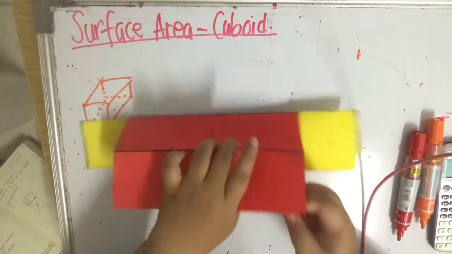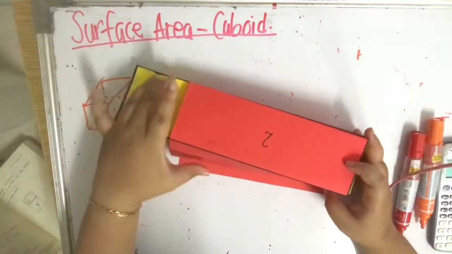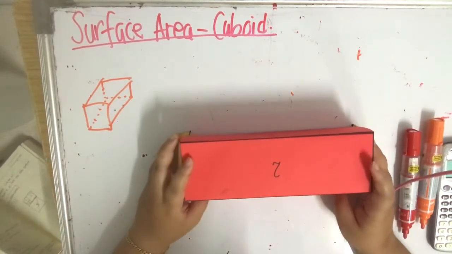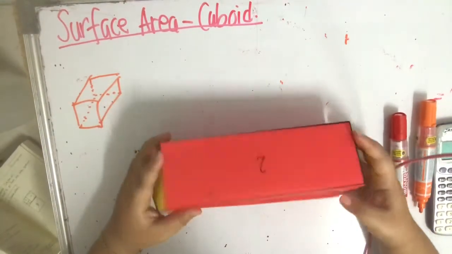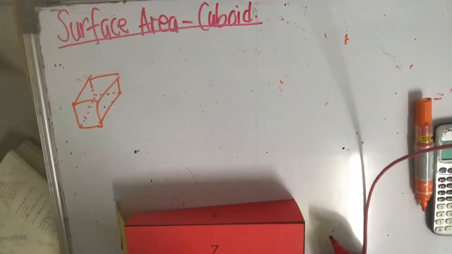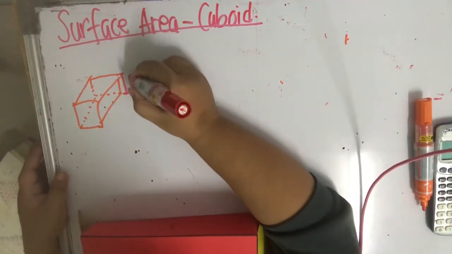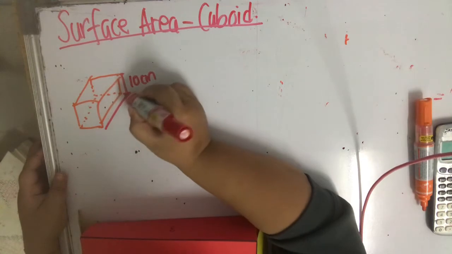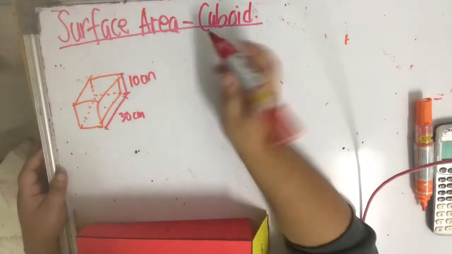Hold on. So this is your cuboid, your basic shape. I believe that you have learned how to calculate the cuboid in primary school, but we will refresh it. Let's say you are given a cuboid with a height of 10 cm and a length of 30 cm. So calculate the surface area.